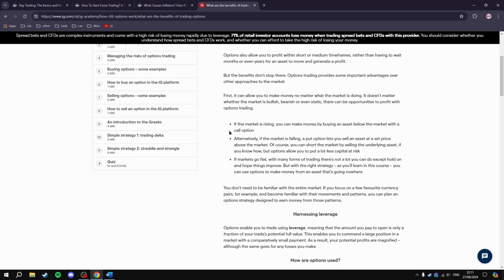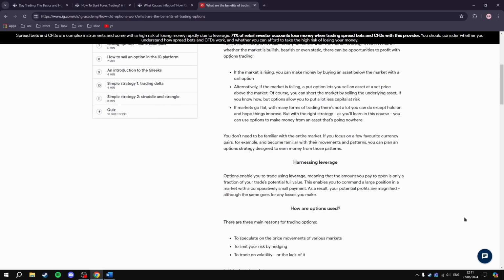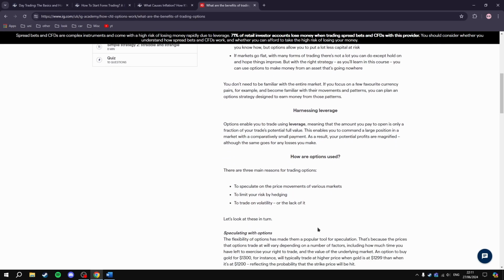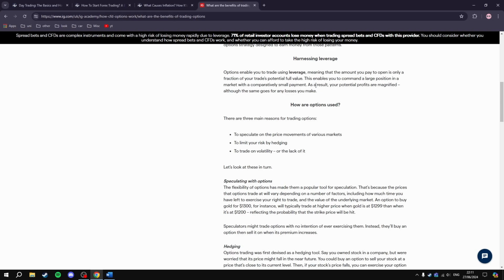If the market is rising, you can make money by buying the asset below the market with a call option. If the market is falling, a put option lets you sell an asset at a set price above the market. If the market goes flat, with many forms of trading there's not a lot you can do except hold on and hope things improve. But with the right strategy, you can use options to make money from an asset that's going nowhere. So you don't need to be familiar with the entire market, just focus on a few favorite currency pairs and become familiar with their movements and patterns, and then you can plan an option strategy designed to earn money from those patterns.